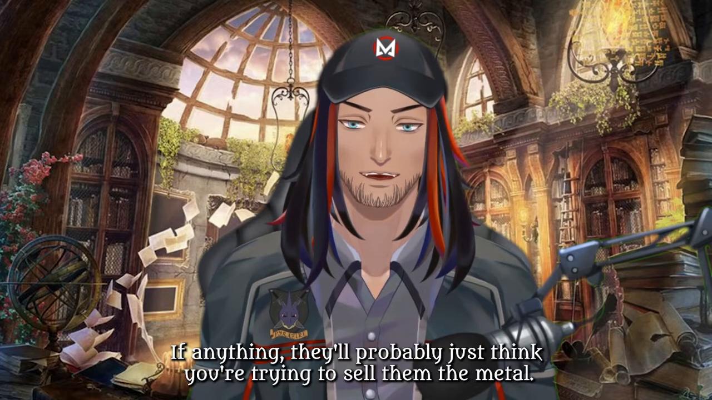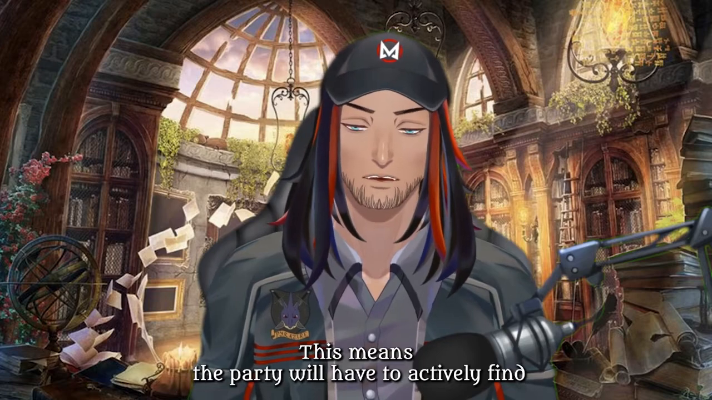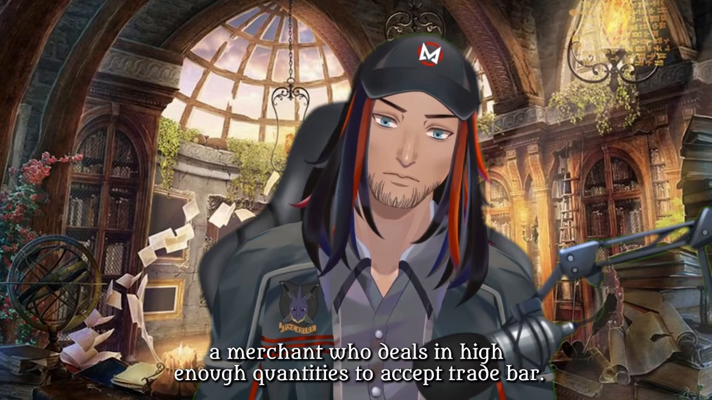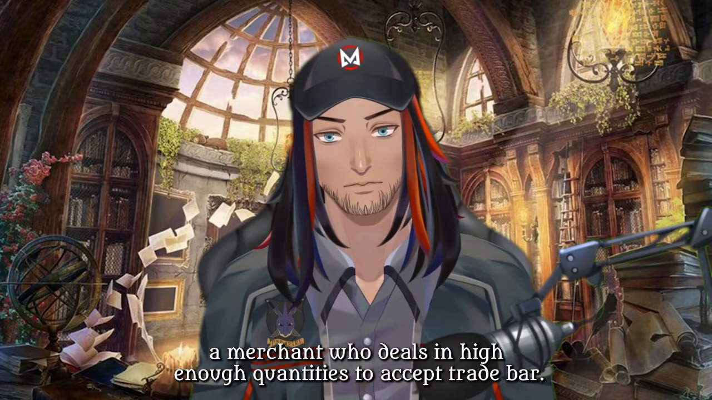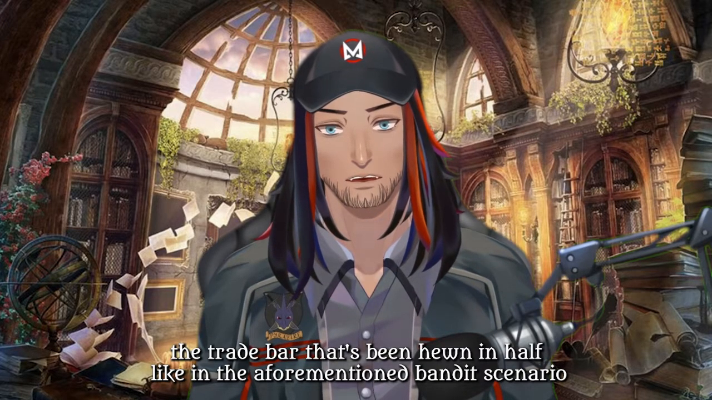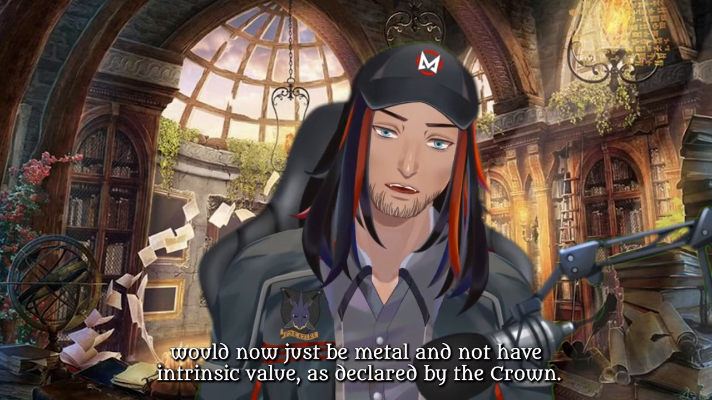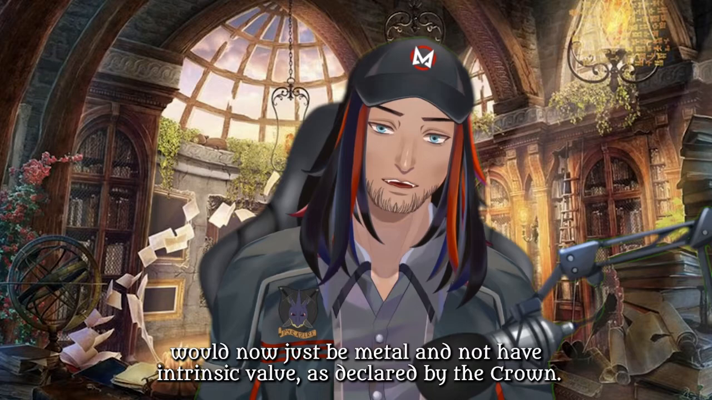If anything, they'll probably just think you're trying to sell them the metal. This means the party will have to actively find a merchant who deals in high enough quantities to accept trade bar. And naturally, the trade bar that's been hewn in half, like in the aforementioned bandit scenario, would now just be metal and not have intrinsic value as declared by the Crown.